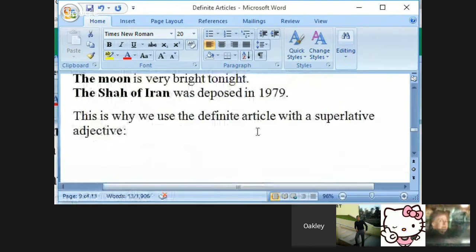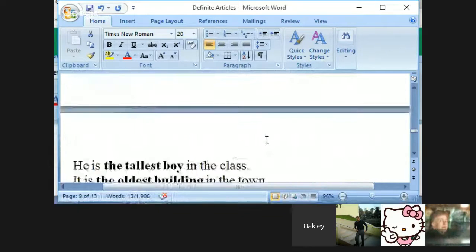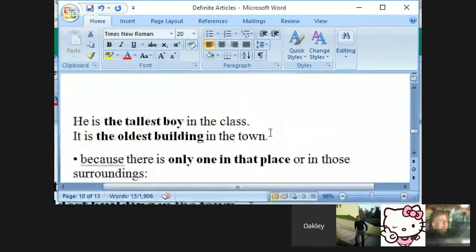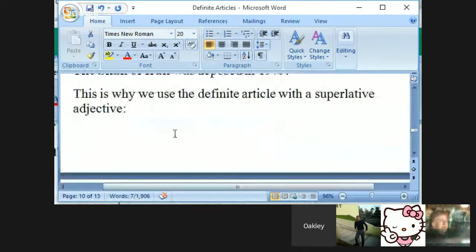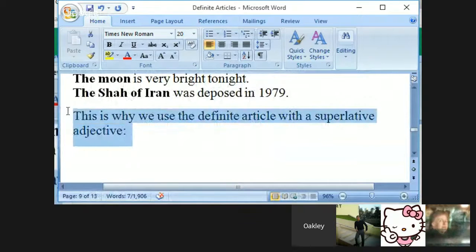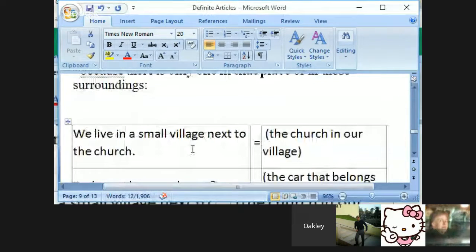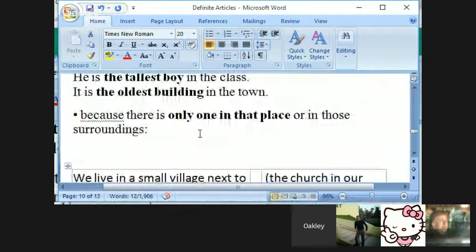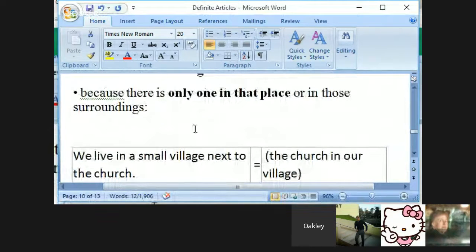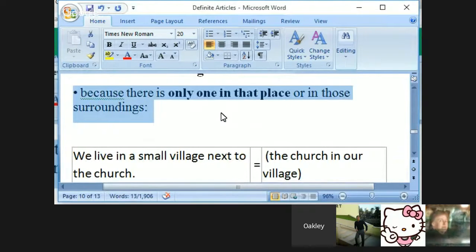Okay, we already talked about this. If there's only one, we tend to use the: the tallest boy, the oldest building, the Pope. If we use an adjective that makes it only one, okay, let's look at some examples. Because there's only one in that place or in those surroundings.